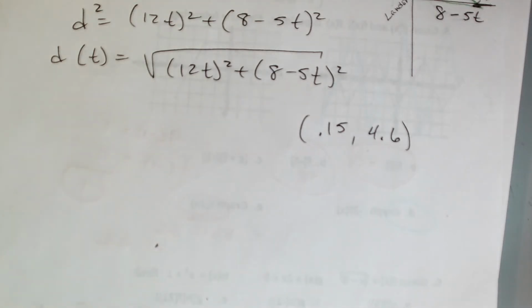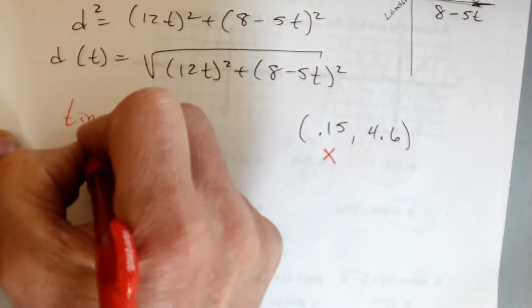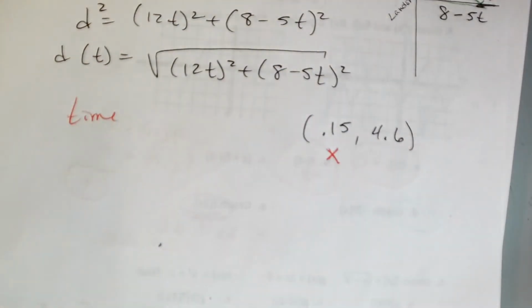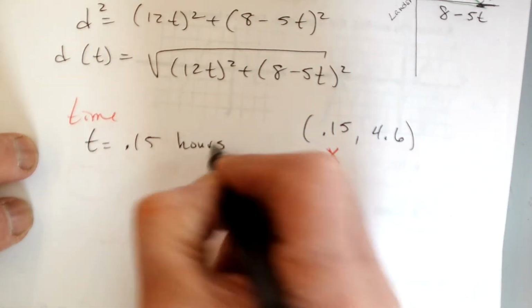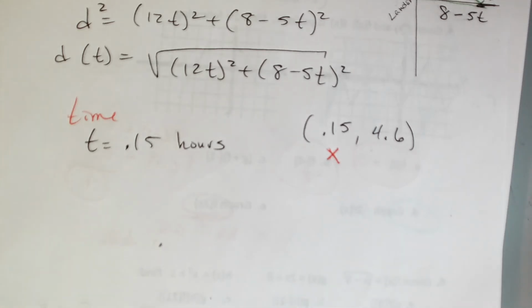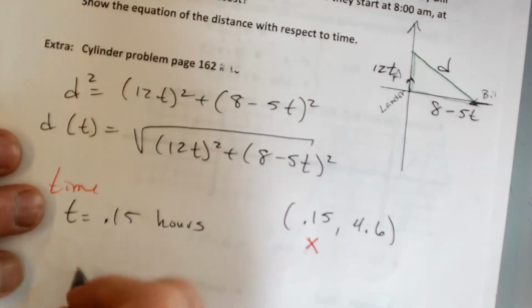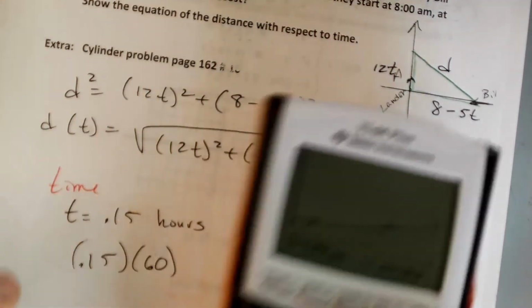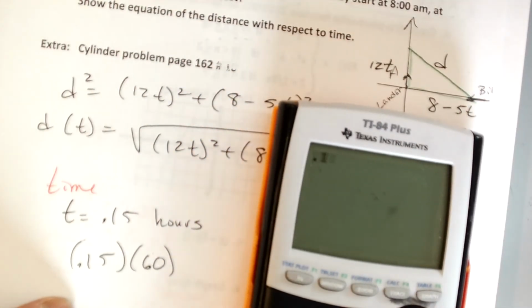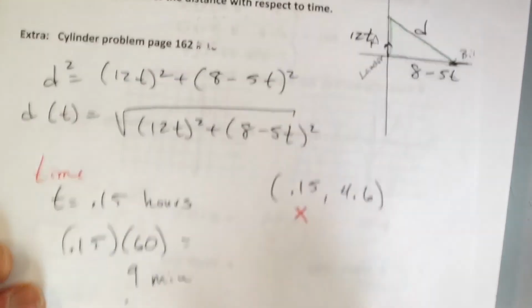So my x value is really time. That's really time. So my time, because x is time, is t equals 0.15 hours. Okay, but I'm going to change that into minutes, because really we start at 8 o'clock in the morning when we're closest. Okay, so I'll take my 0.15 and I'll multiply it by 60, right, to change it to minutes. Let's go 0.15 times 60, and it's about 9 minutes. Okay, about 9 minutes. Landon's so fast that, you know, he cruises right by me.